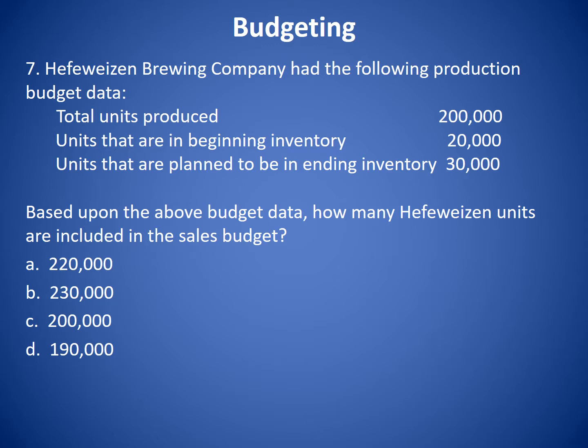So if that's the case, if we know how many we produced, how many we started out with, and how many we want to end up with, it says based upon the above budget data, how many Hefeweizen units would be included in the sales budget. And again, we're given our 4 answers. Stop the video. When you're ready, restart the video and review the answer slide.